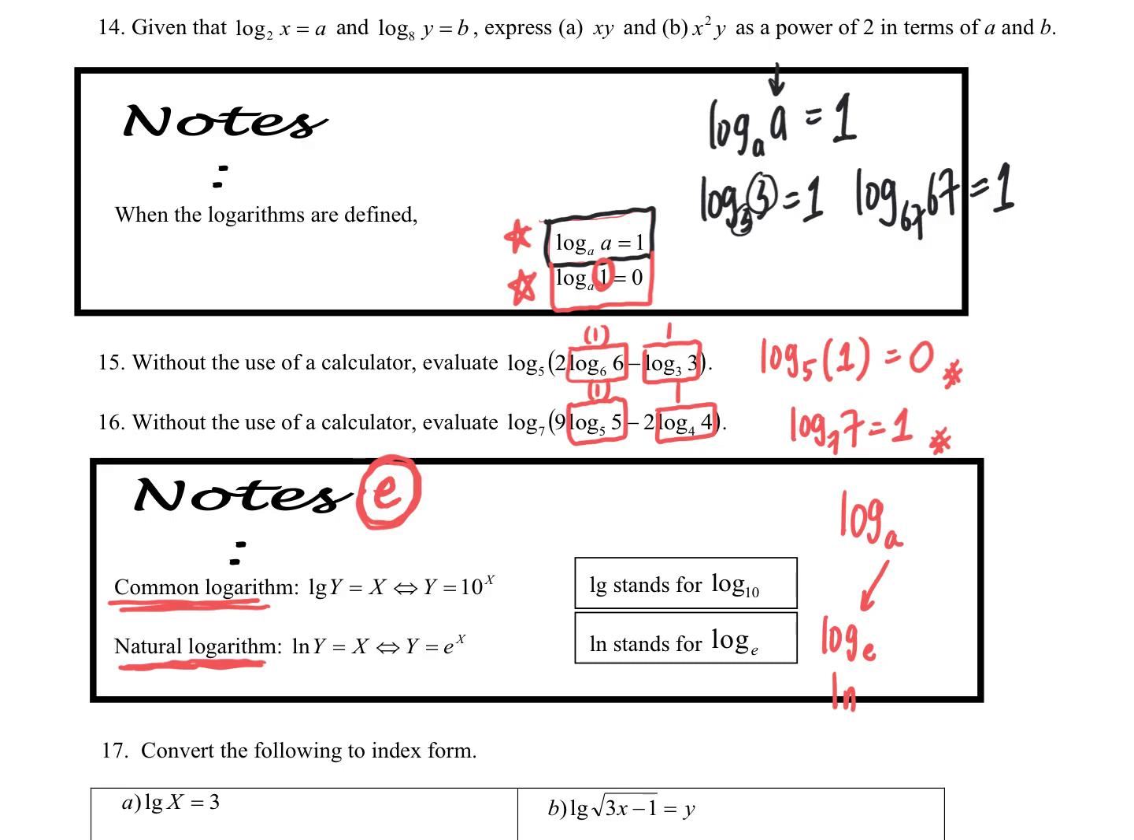Because mathematicians are lazy. They don't like to write a lot of letters. So they say, ln is easier. ln just means log base e. So they program it into the calculator, so you don't have to always key in log base e.